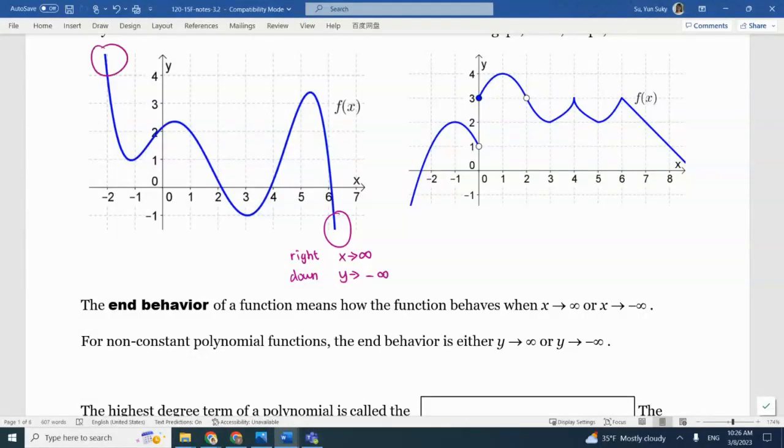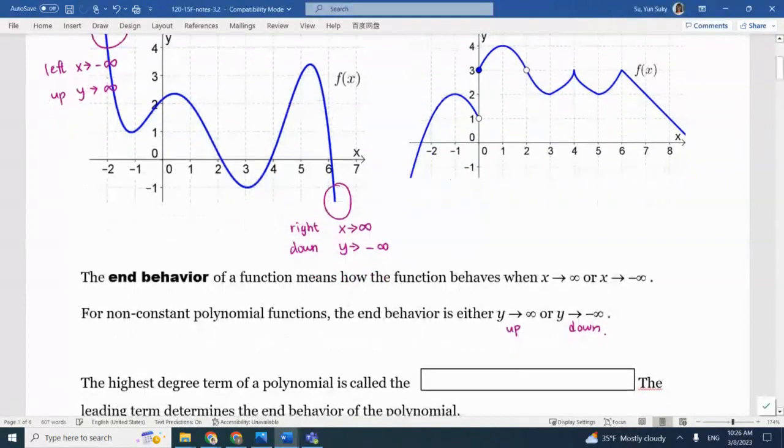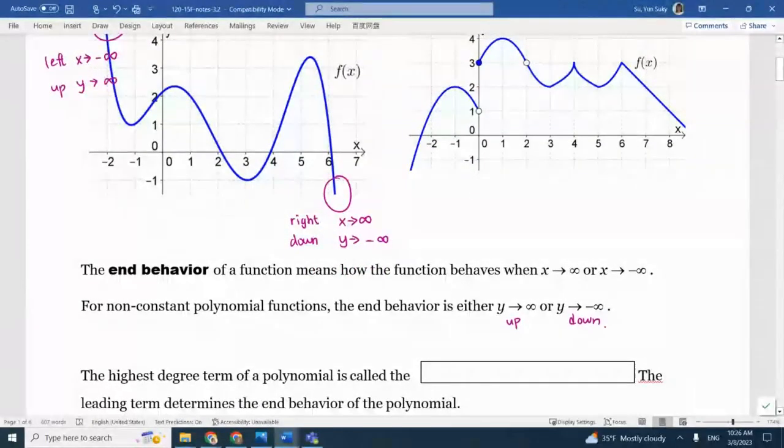Okay, how about on the left? You see, x goes to minus infinity. The y is what? Up or down? Up. So y goes to positive infinity. Exactly. So for non-constant polynomial functions, the end behavior is either up or down. Y goes to infinity or minus infinity. The highest degree term of a polynomial is called the leading term.